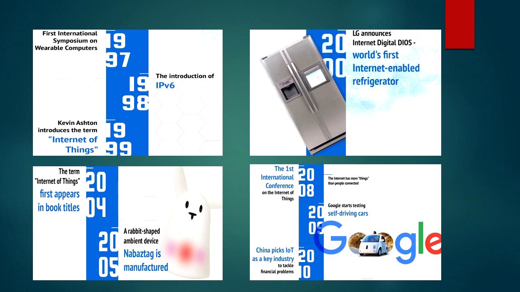In 2005, a rabbit-shaped ambient device, the Nabaztag, was manufactured. In 2008, the first international conference on the Internet of Things was held. The Internet has more things than people connected. In 2009, Google started testing self-driving cars, and China picked IoT as a key industry to tackle the financial problems in 2010.